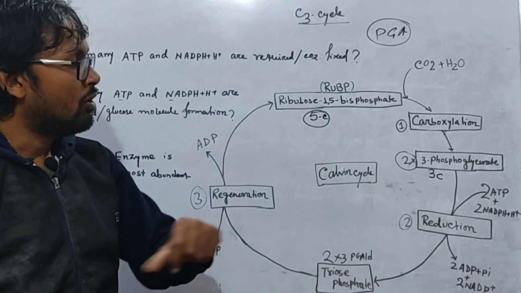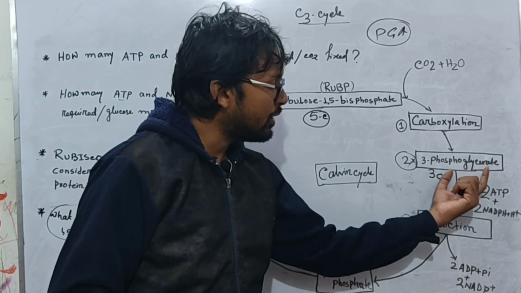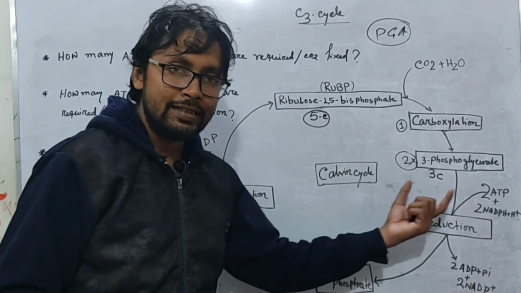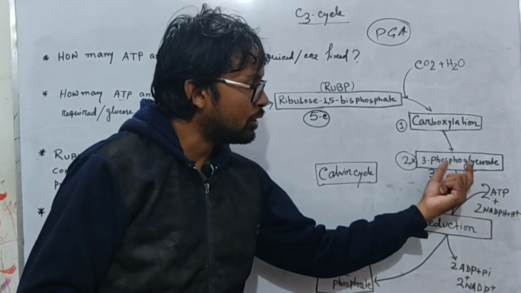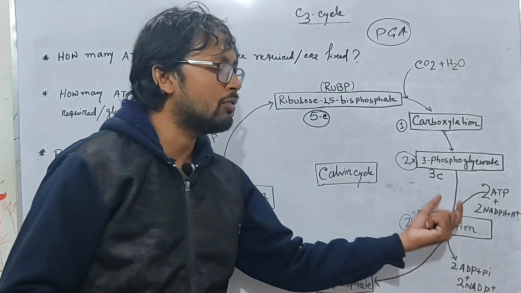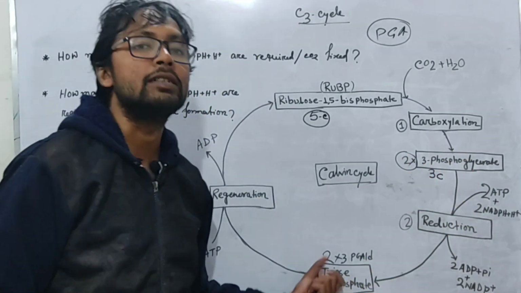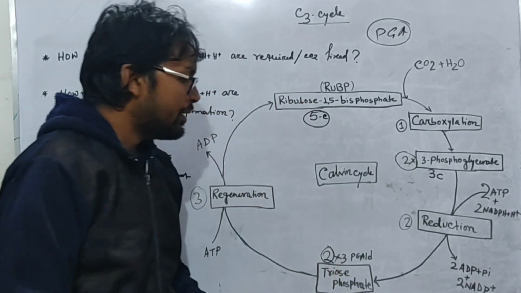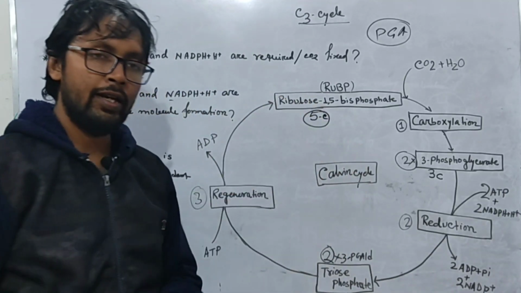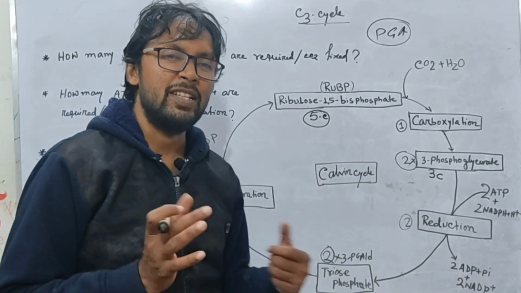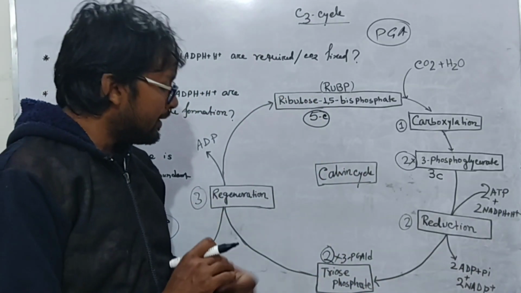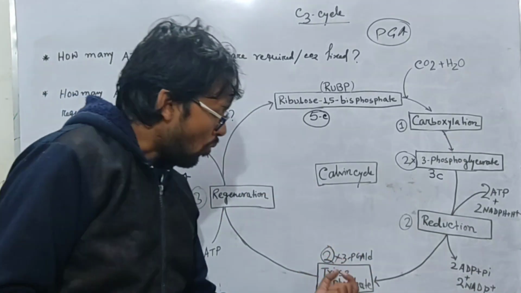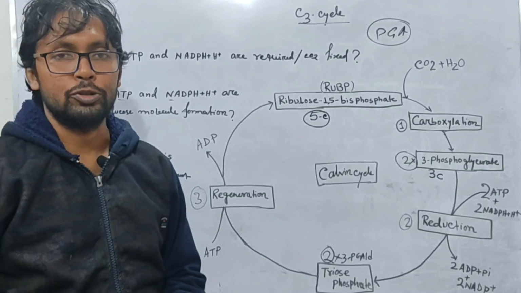Okay, now here the 3-phosphoglycerate molecule will be reduced. That is, phosphoglyceric acid will be converted into phosphoglyceraldehyde. How many molecules? Here, 2 molecules of 3-phosphoglyceraldehyde, 2 molecules of 3-PGAL. Now from this PGAL, a glucose molecule can be produced.